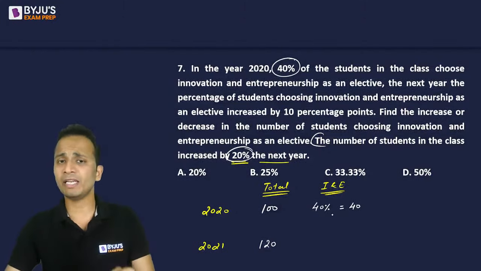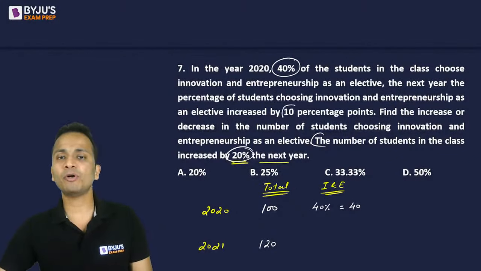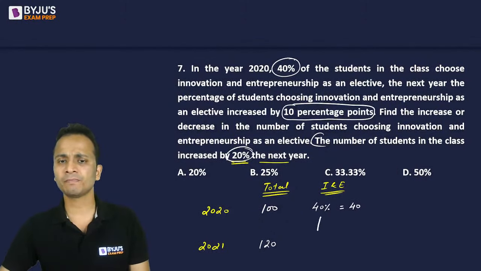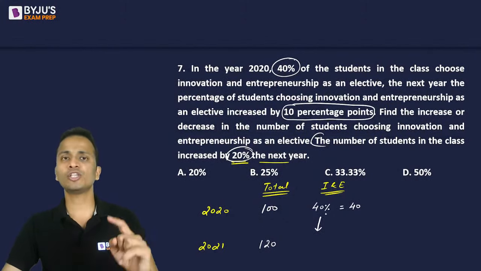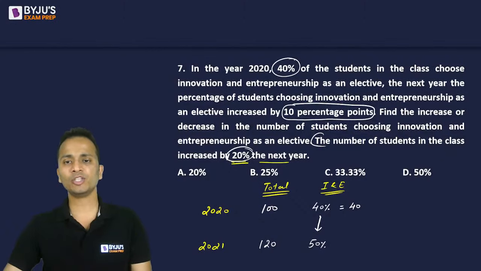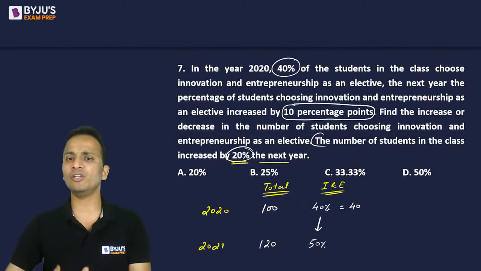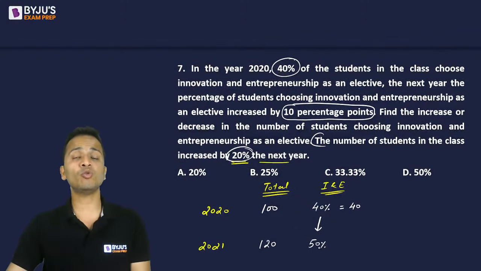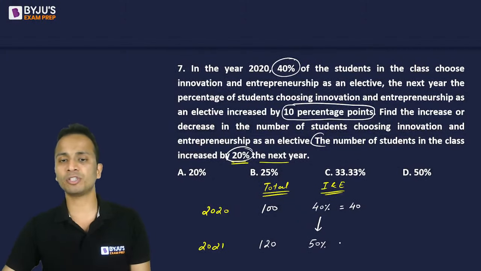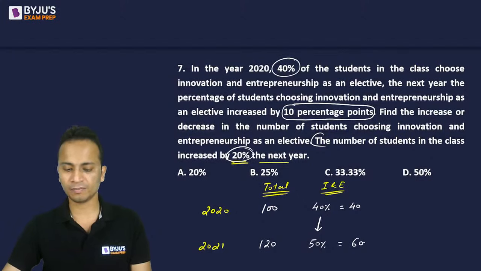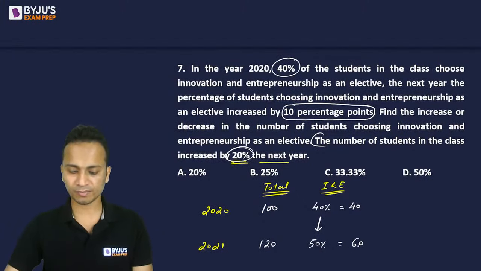Now let's understand what is happening in the next year. The next year, this percentage increased by 10 percentage points. Now 10 percentage points का मतलब क्या है? Originally when it was 40 percentage, so 40% में direct 10 add हो जाएगा and it will become 50 percentage. So the percentage of students who have selected innovation and entrepreneurship will become 50 percentage of the total number of students. Now 50 percentage of 120 will be equal to 60. Okay, so this value will be equal to 60, right?